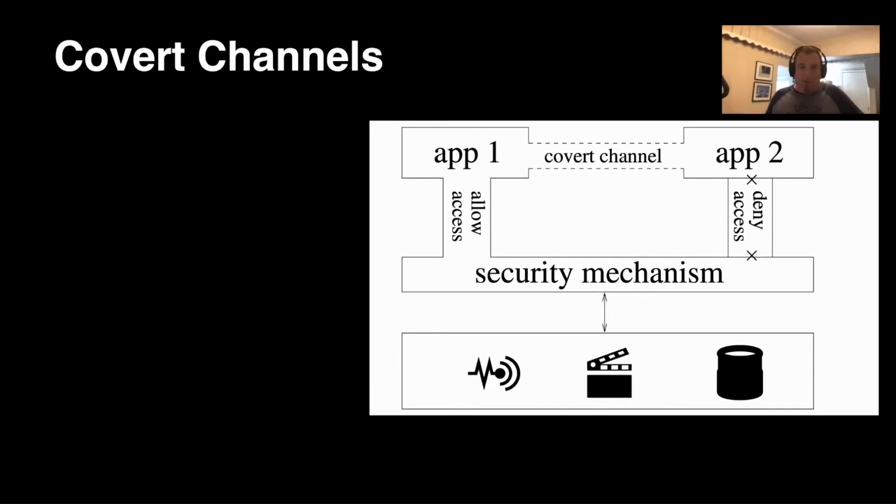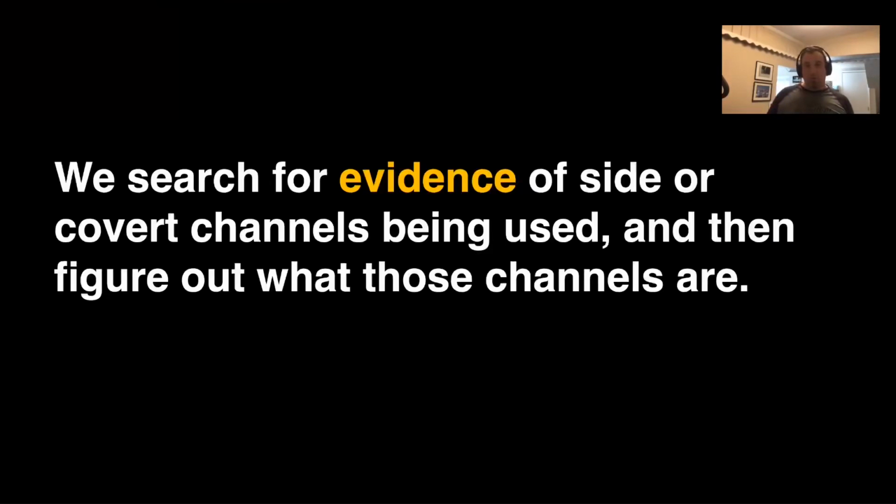Well, if the app that doesn't have access is able to communicate with an app that does have access, then that's another way of evading the security mechanism. So using our instrumentation, we started searching for evidence of side and covert channels that were occurring. And then the goal was to figure out what those channels are and how they're being used exactly.